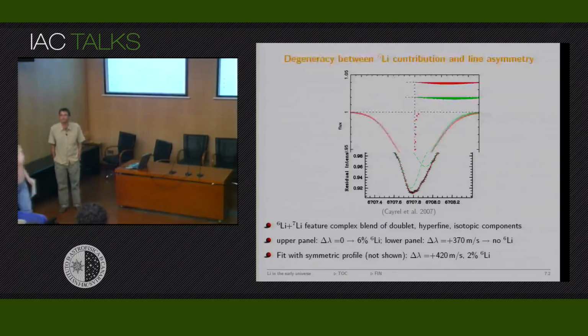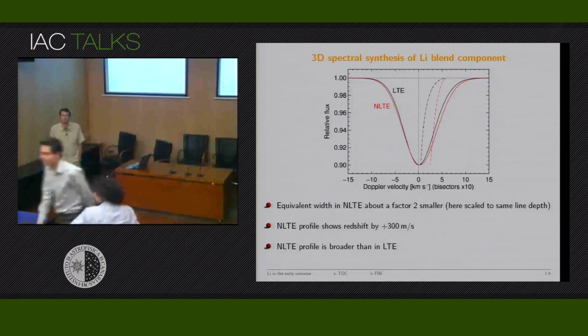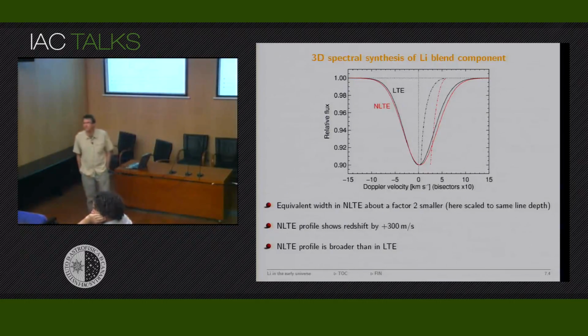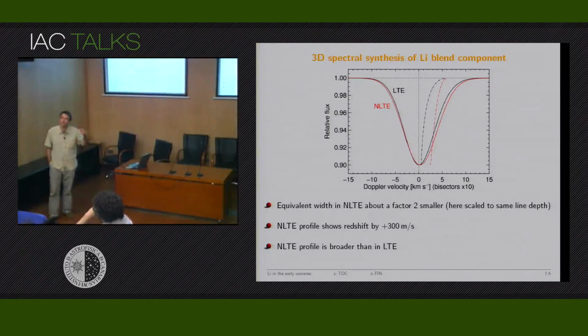What do we believe in the end? At this point, again, theory comes in. And just as my final slide, I would like to show the difference of a 3D line profile between LTE and non-LTE. I should explain that this is one component of the lithium line showing from a 3D model the line asymmetry, once in LTE in black, red in non-LTE. I should say the main non-LTE effect is a reduction of the line strength by about a factor of 2. This is scaled out here. Both lines are scaled to the same depth.